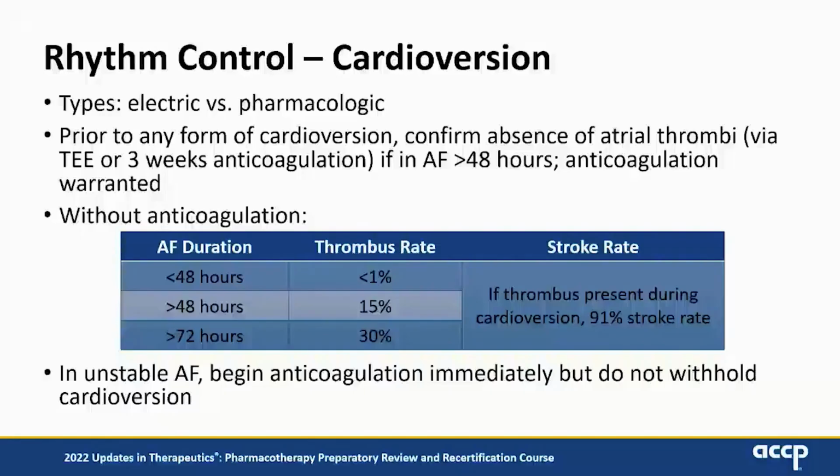But the important thing to note is that if you're cardioverting a patient, there's always a chance that they might have a clot in their left atrial appendage. If they've been in AFib for more than 48 hours, the chance of developing that clot is much higher. If you cardiovert when that clot is present, they have a very high chance of having a stroke. And so if you are choosing to cardiovert your patient to attempt rhythm control, make sure that you are also considering, do I need acute antithrombotic therapy?